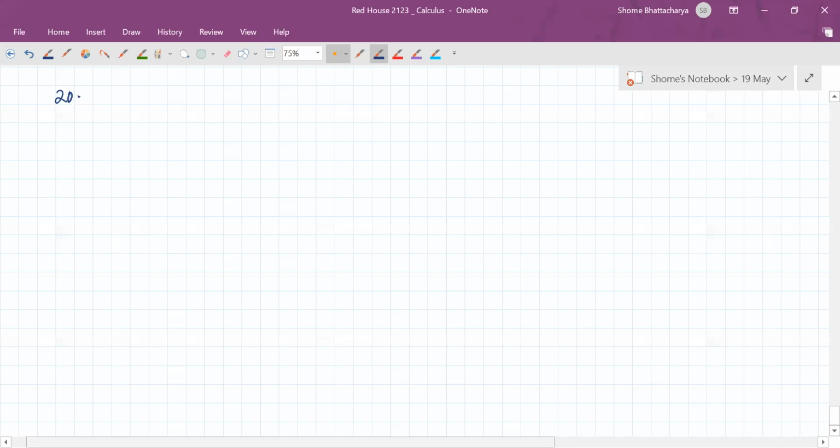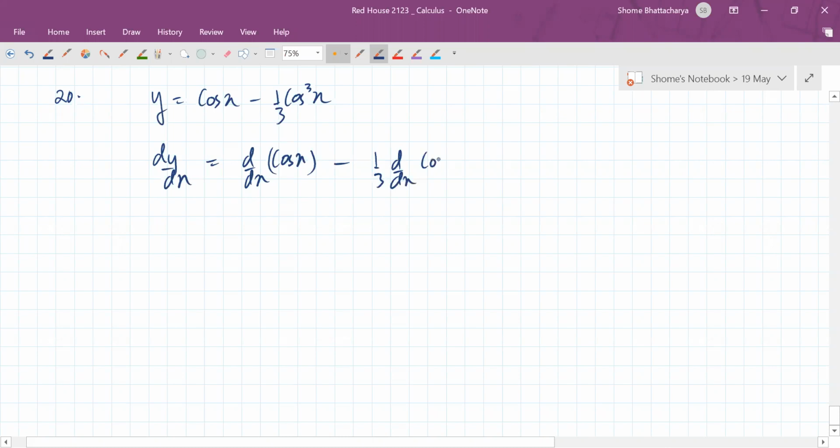Okay, so let's come to 20th question. So y is cos x minus 1 by 3 cos cube x. Okay, so dy by dx will become derivative of cos x minus 1 by 3 times derivative of cos cube x. So this we can write directly as minus sin x. But this term we'll have to separately differentiate.